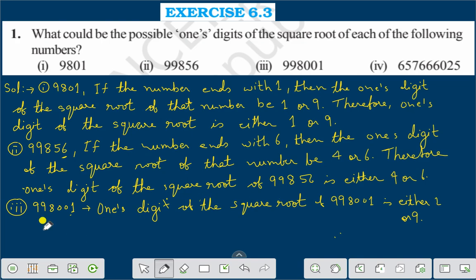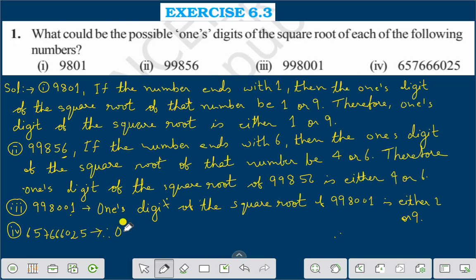Right? Let's solve question number 4. The number is 657666025. Here you see the ones digit is 5, right? If the number ends with 5, then the ones digit of the square root of that number will be 5.